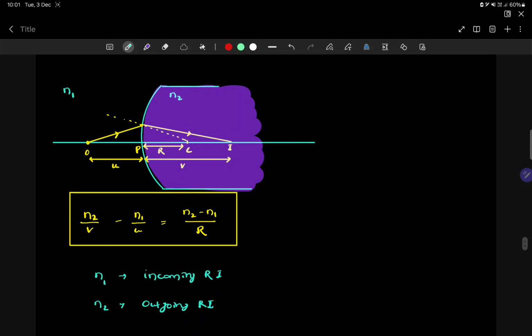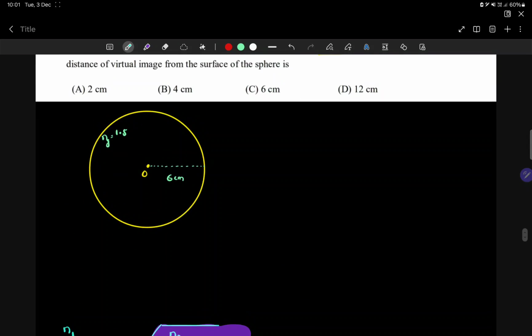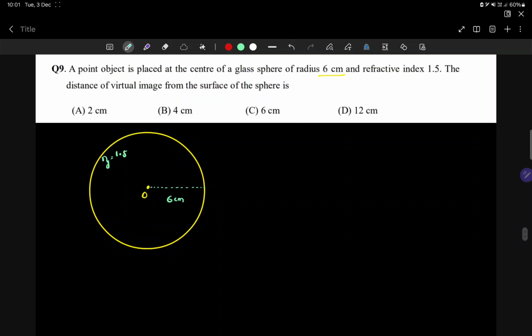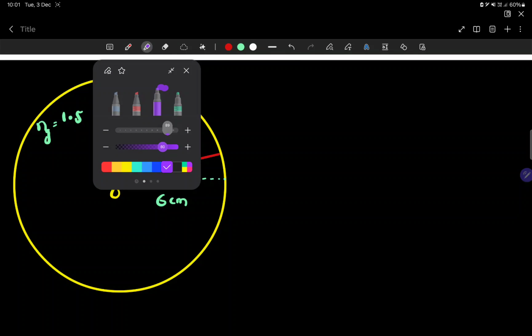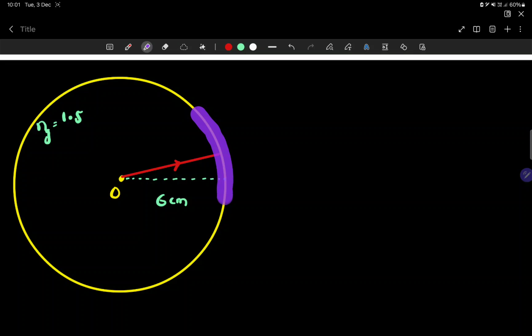So now focus upon this question part. There is a glass sphere of radius 6 cm of refractive index 1.5, and the distance of the virtual image from the surface of the sphere is dash. Same thing we can apply from the object. This is the incident ray, and we are considering this surface, this part of this glass sphere. So refraction will happen.